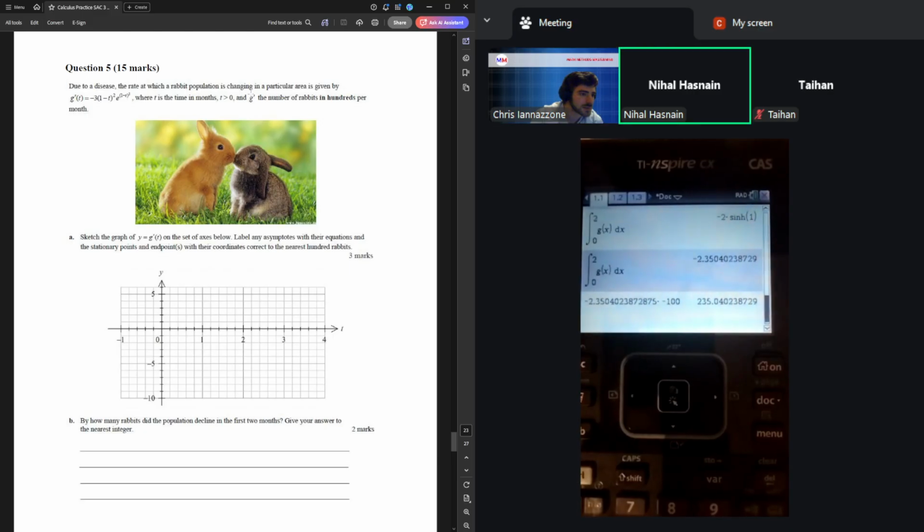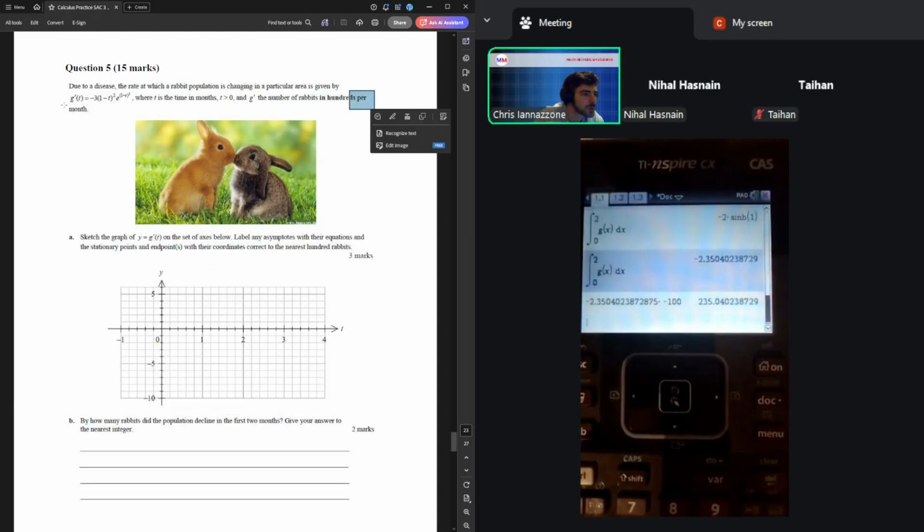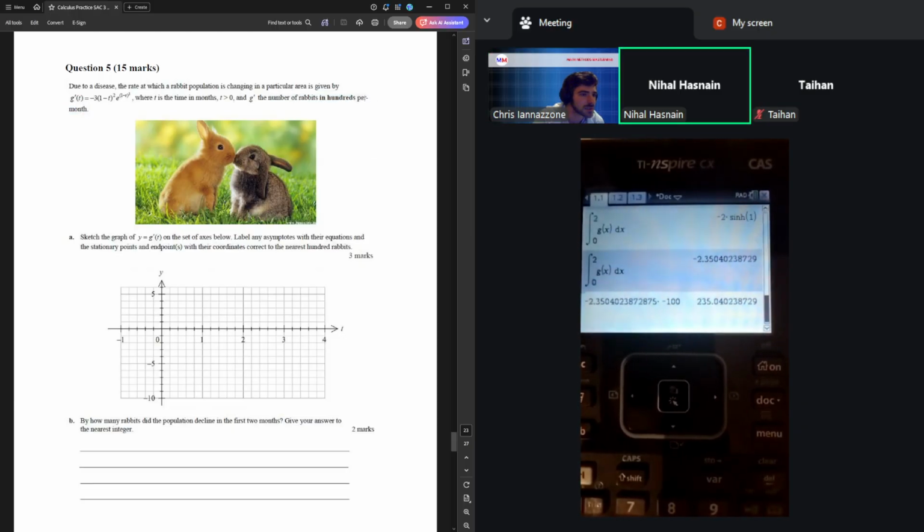Now, I think this dash shouldn't be there in the actual question to be a bit more clear with that. Well, maybe it does actually, sorry. It wasn't just rabbits per 100, it's also per month. Yeah, never mind, they did have it right. I just didn't read this last bit.